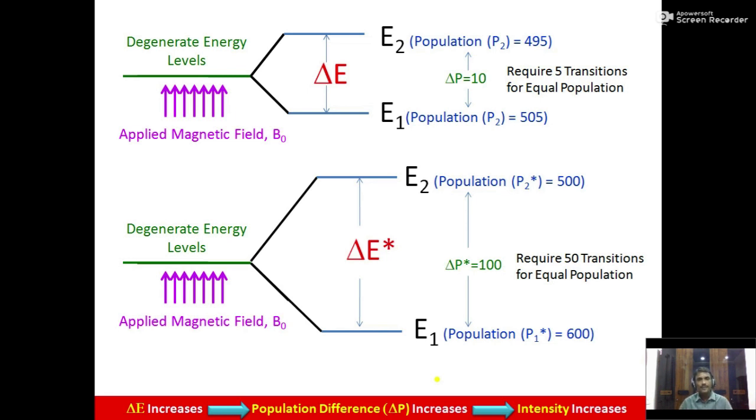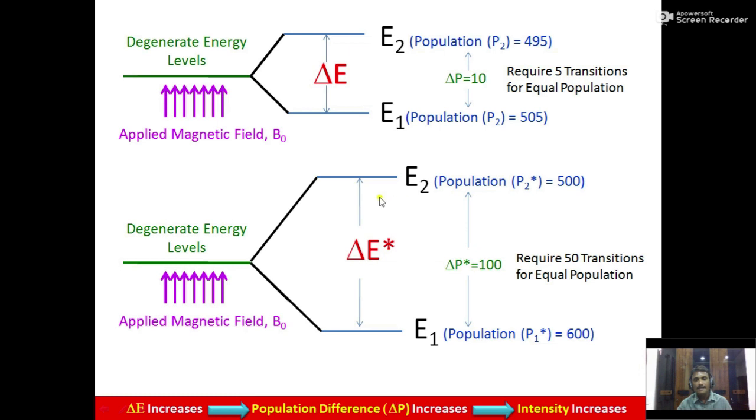Now you can see that here I have taken one example, that the population of E1, that is the lower energy level, is 505, and the population of the higher energy level is 495. The population difference delta P is equal to 10. So we require 5 transitions for making the population of the two states equal. But the population of two states should never be equal, otherwise there will be a saturation and the signal will vanish. So there is a population difference, but here there is the possibility of 5 transitions to make the population equal.